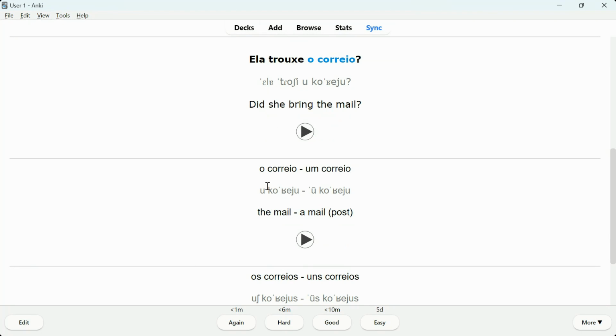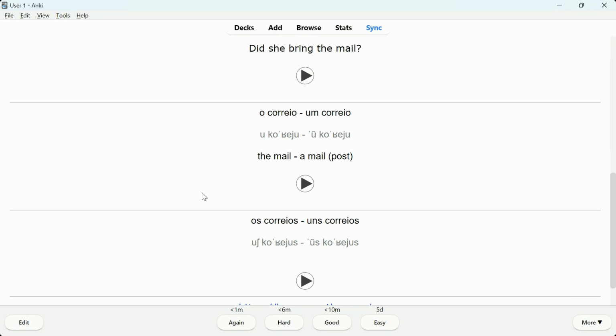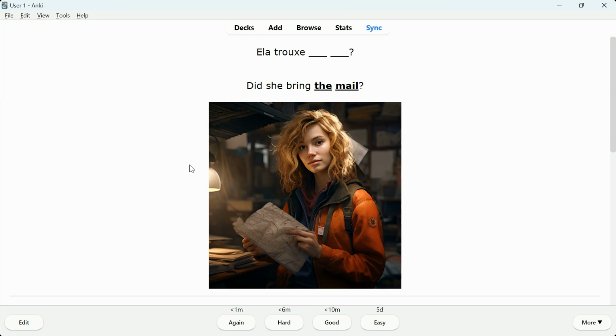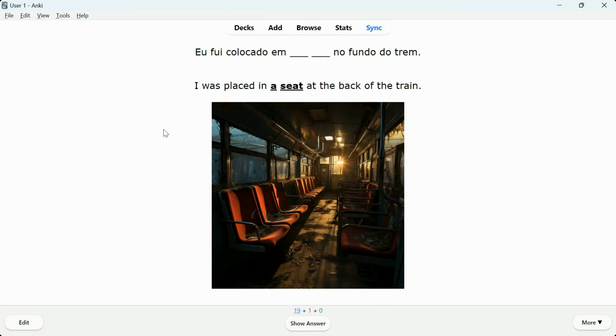This is the singular area. So if the singular noun in its definite and indefinite form, we have the IPA notation of the noun, and we have the English translation. O correio, correio. The third area is plural area, and we have the same setup. Os correios, uns correios. The noun, the IPA notation, and if it were the case to have an English translation, if it were the case to have a plural English, you'd have a plural English there as well.